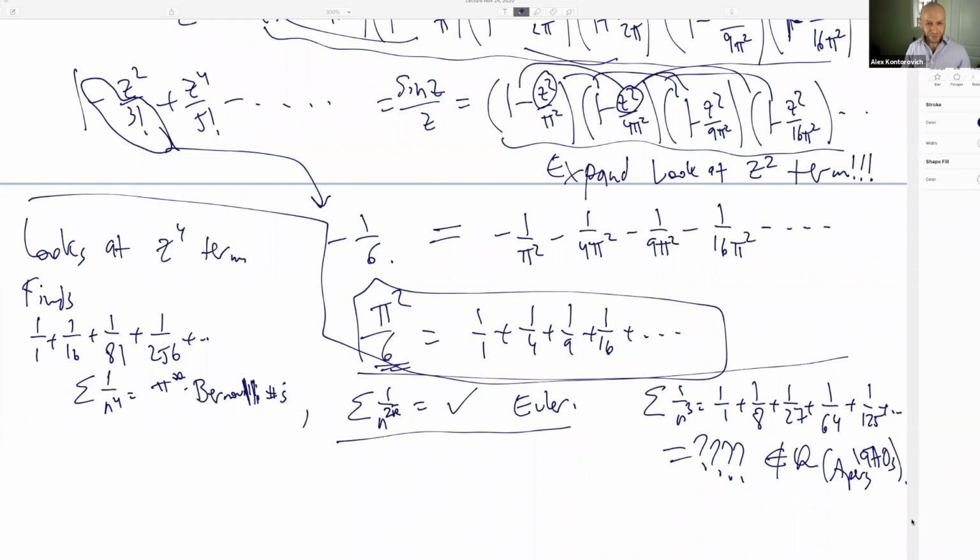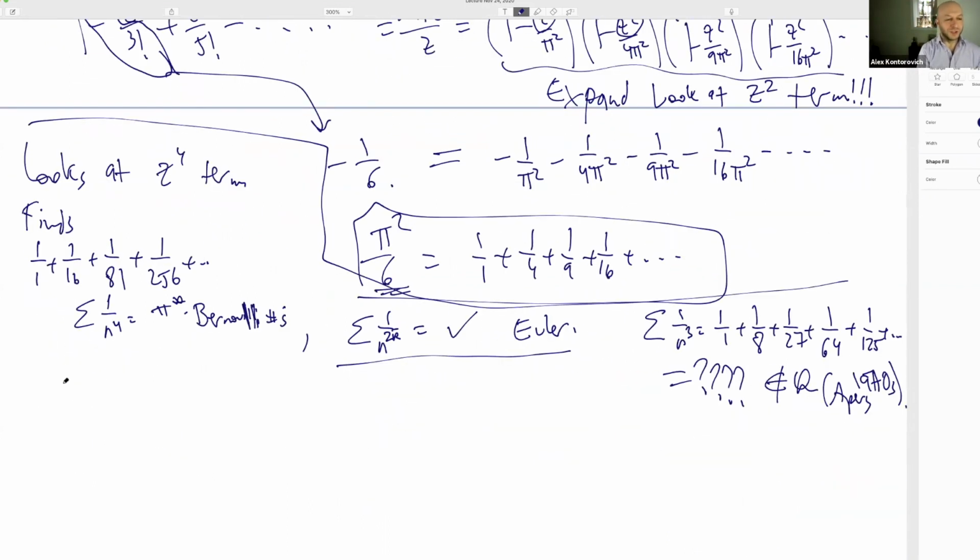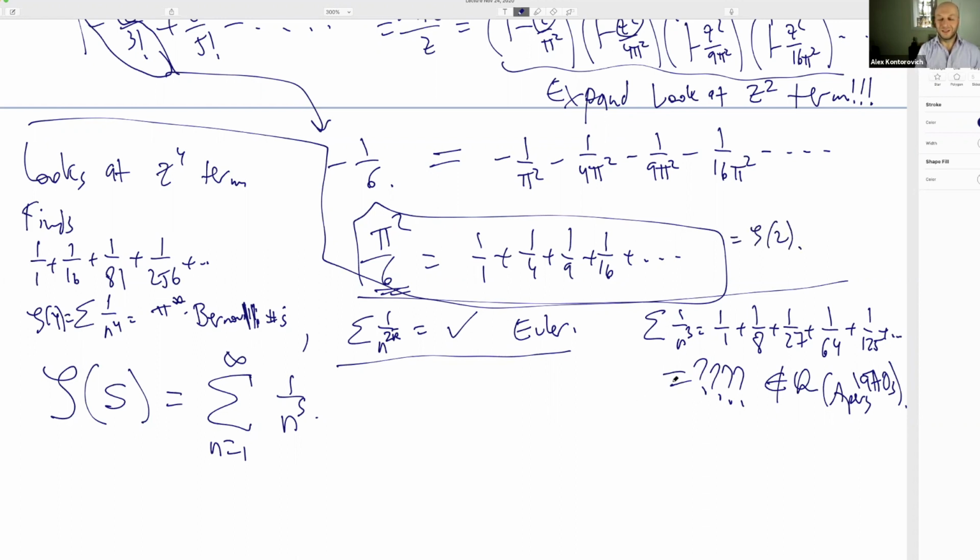Anyway, there's another thing that Euler does as a result of this that I want to tell you about. By the way, he introduces this notation, the zeta function, which today we use the letter s for. The letter s is because of Riemann. It is, by definition, the sum as n goes from 1 to infinity of 1 over n to the s. So this would be zeta of 4. This is zeta of 2. And this is zeta of 3. So we don't know what zeta of 3 is.